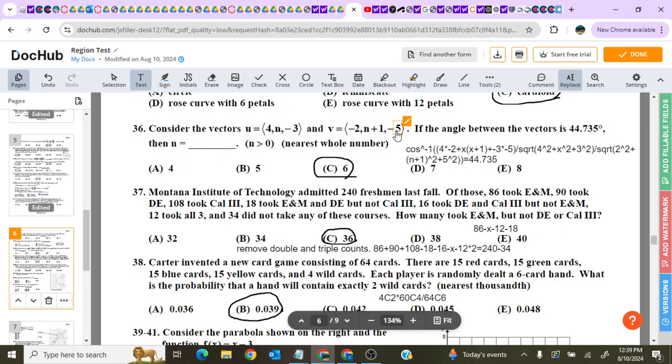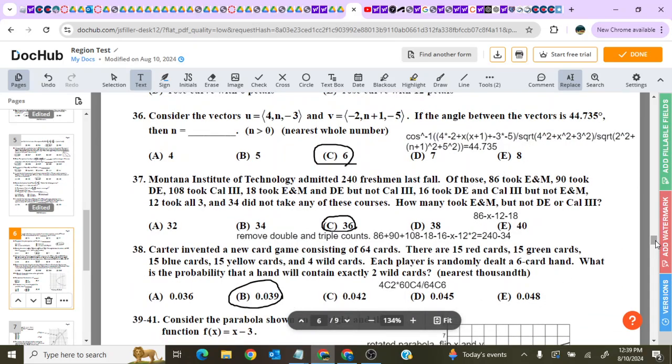And then Montana Institute of Technology admitted 240 freshmen. 86 took E&M, 90 took DE, 108 took Cal 3, 18 took E&M and DE. Okay, I'm not going to read all that, but I'll explain what you need to do. What we're looking for right now is the proportion of people who take E&M and Calc 3, because that's the only double group that's not mentioned.